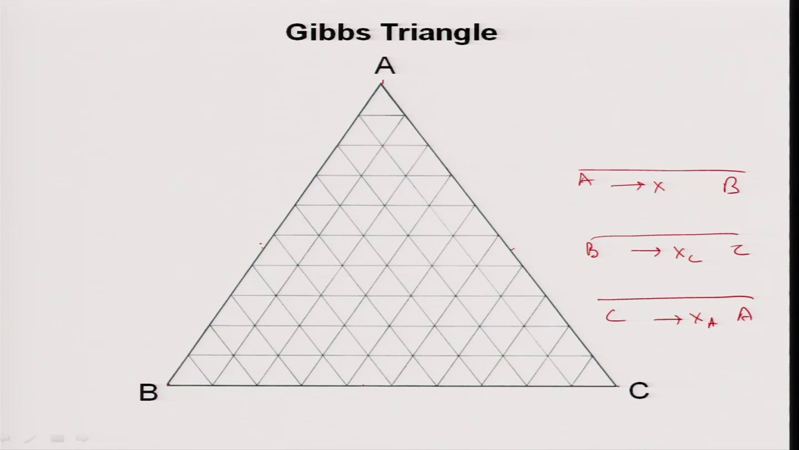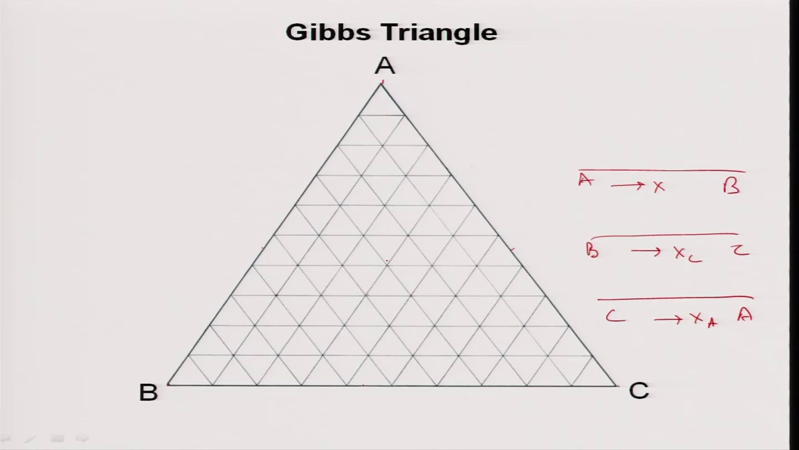So, thus anything sitting inside the triangle will represent a ternary alloy composition. Like suppose this point or this point or this point, there all the three elements, all the three components A and B and C will be present. So, if I want to represent pure A, pure B, pure C, I will only go to the corners of the triangle. If I want to represent A and B, suppose A 20%, B 80%, then I will go on the A B side of the triangle. Similarly, B C and similarly C A.